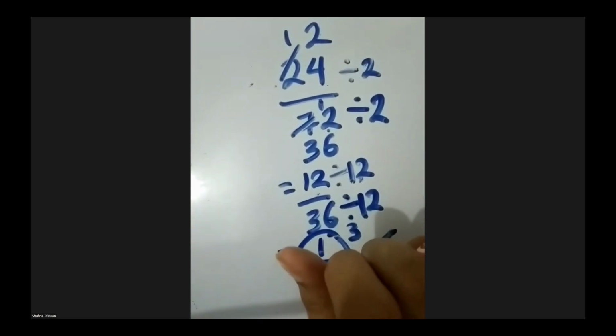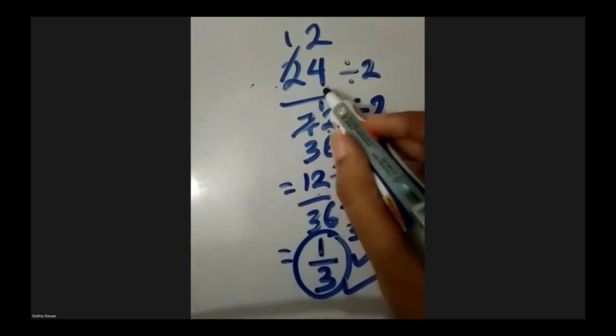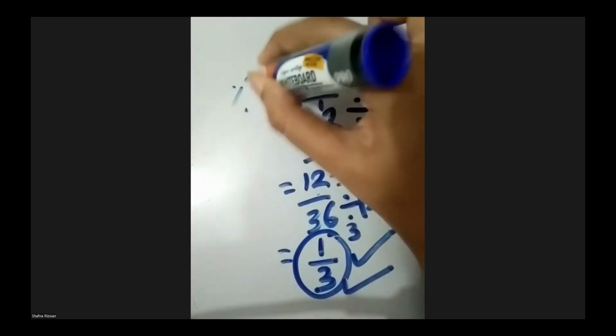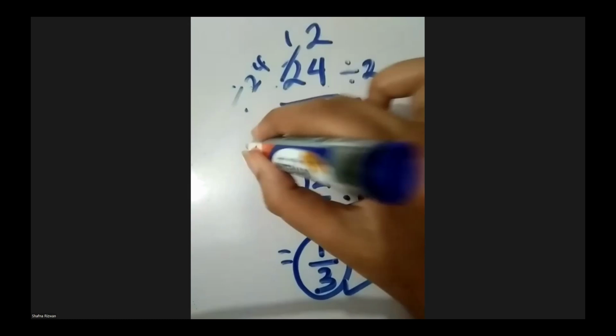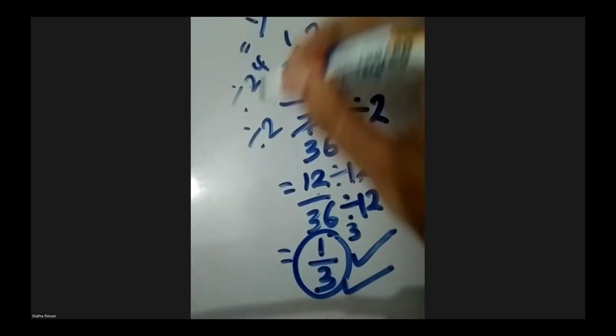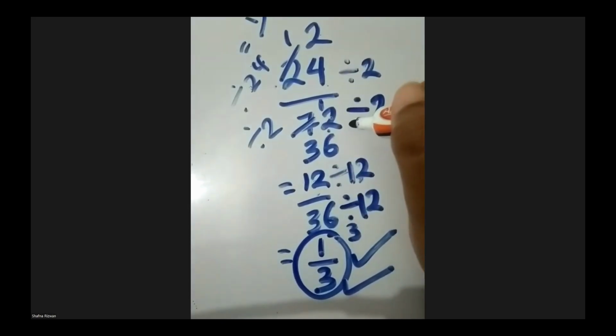What is that number? If you know the multiplication table very well, then you can do it. 24 and 72, you can divide by which number? By 24 itself. 24 divided by 24 is how much? 1. Okay, then 72 divided by 24, how many times will you get? 3. So automatically we are getting 1 over 3.